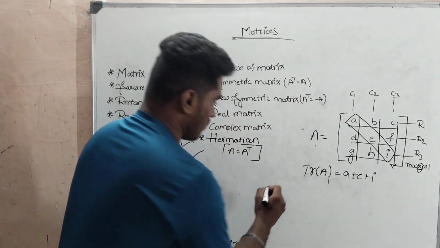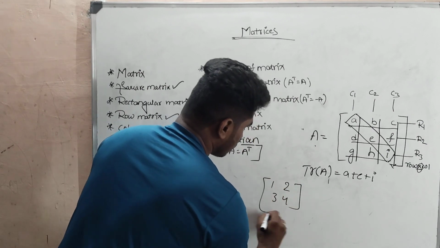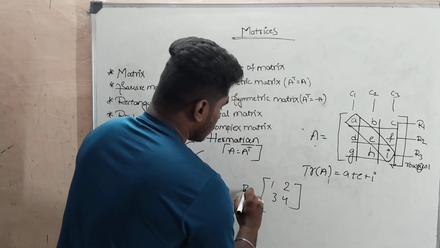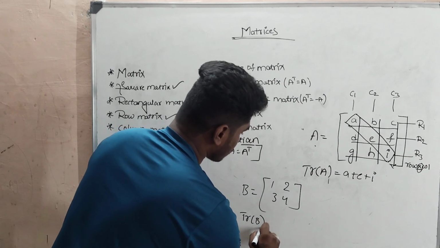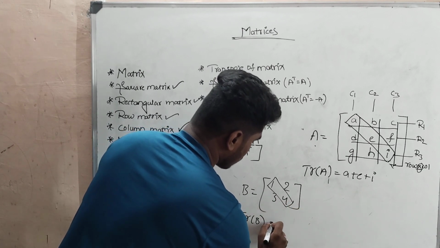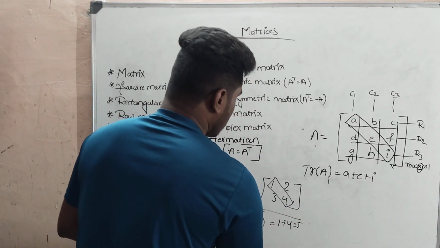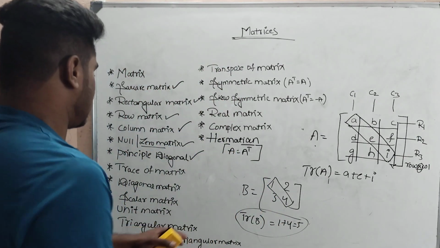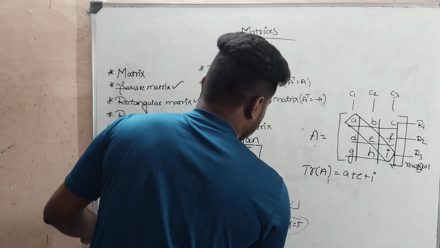We'll take one example: 1, 2, 3, 4. The trace of this particular matrix is 1 plus 4, that is 5. So this is what the trace of the matrix is. And then we'll discuss the diagonal matrix.